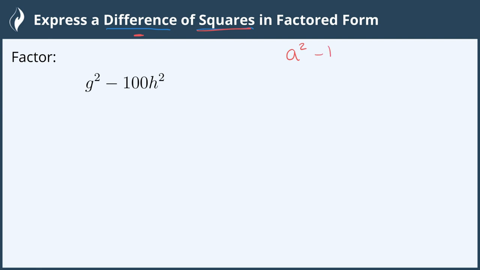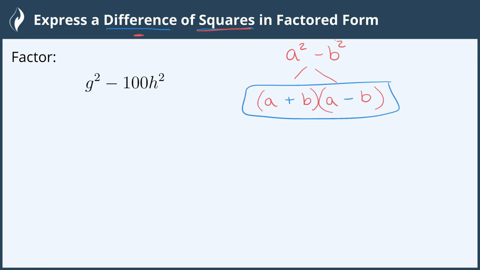If I have a square minus a square, then it factors into two binomials. The square root of the first is the first term of both binomials, and the square root of the second is the second term of both binomials, and then we fill it in with an addition and a subtraction sign, and that's the pattern. So we're going to go ahead and use the same pattern with our difference of squares.